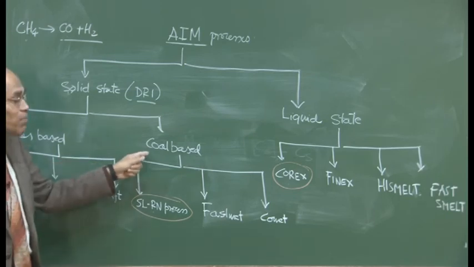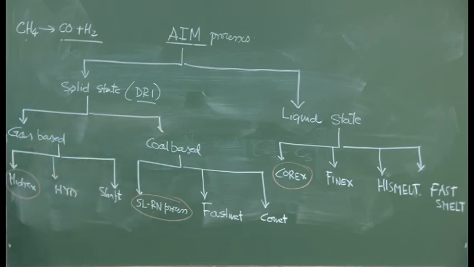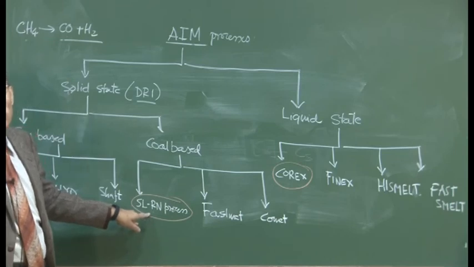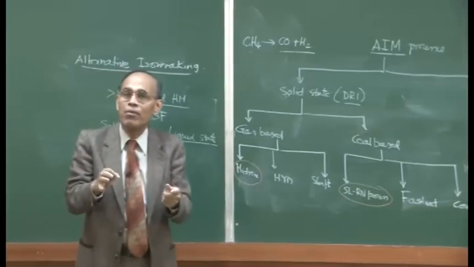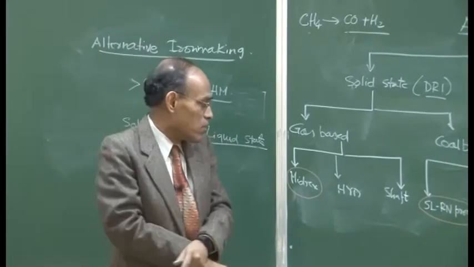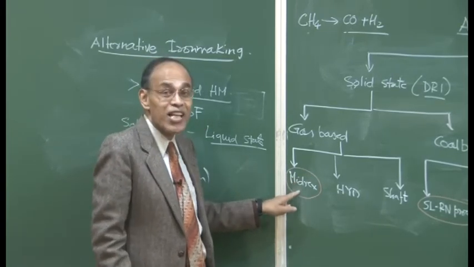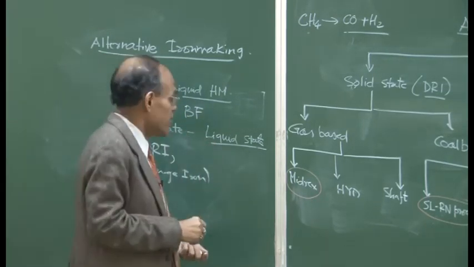The location of a DRI plant will depend on the relative availability of natural gas as well as coal. For example, if you want to set up a DRI plant in the eastern zone, it has to be not gas based but coal based, because of the simple fact that we have all the coal mines located in the eastern sector of the country. On the other hand, if you want to set up a DRI process near Bombay or Gujarat, that DRI making process has to be gas based, because natural gas etc. are available in abundance on the western coast.